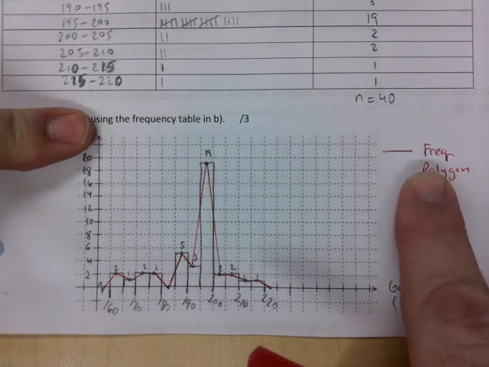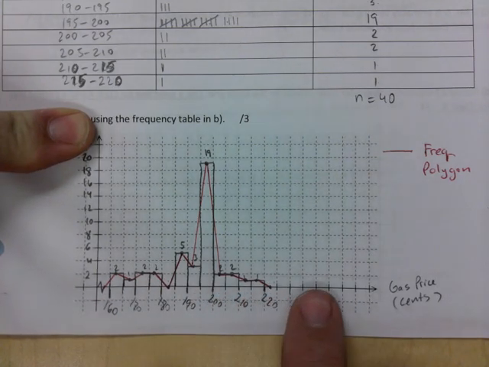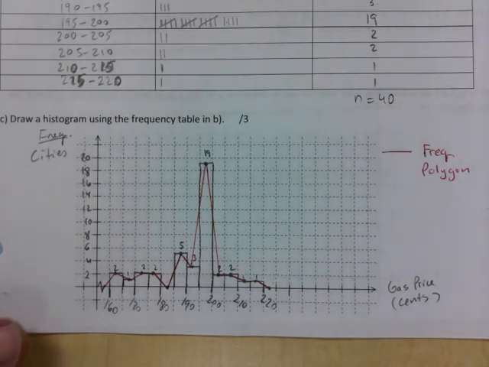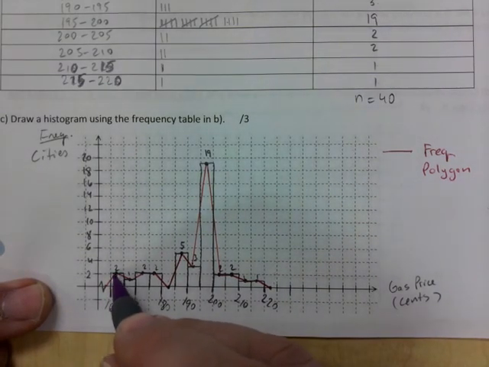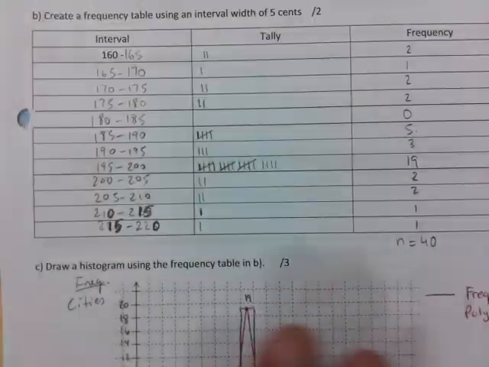If it had gone straight to frequency polygon, I would have still done the same thing here. And then instead of bars, you just put a dot halfway between the interval, right? And then just connect that. But I'm not going to take marks off if you do both. So keep that in mind.